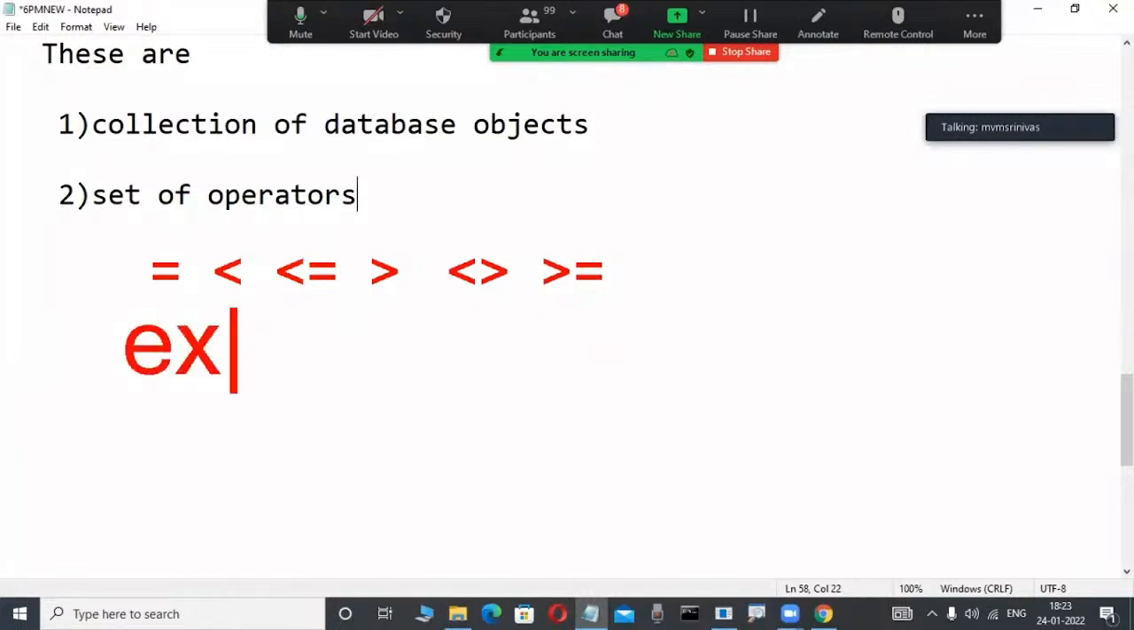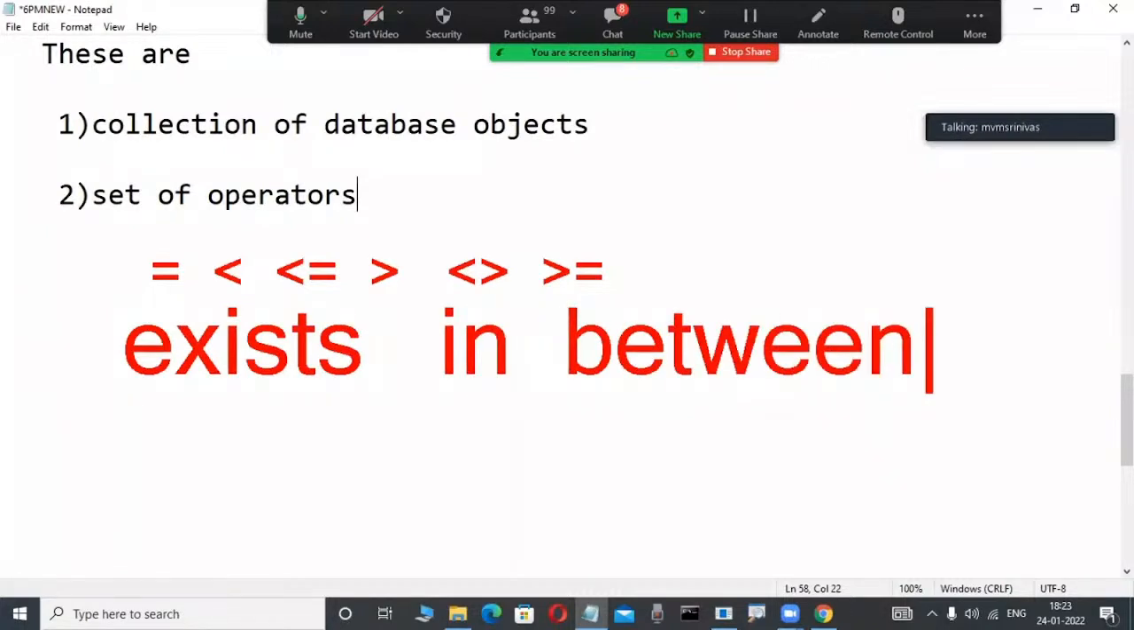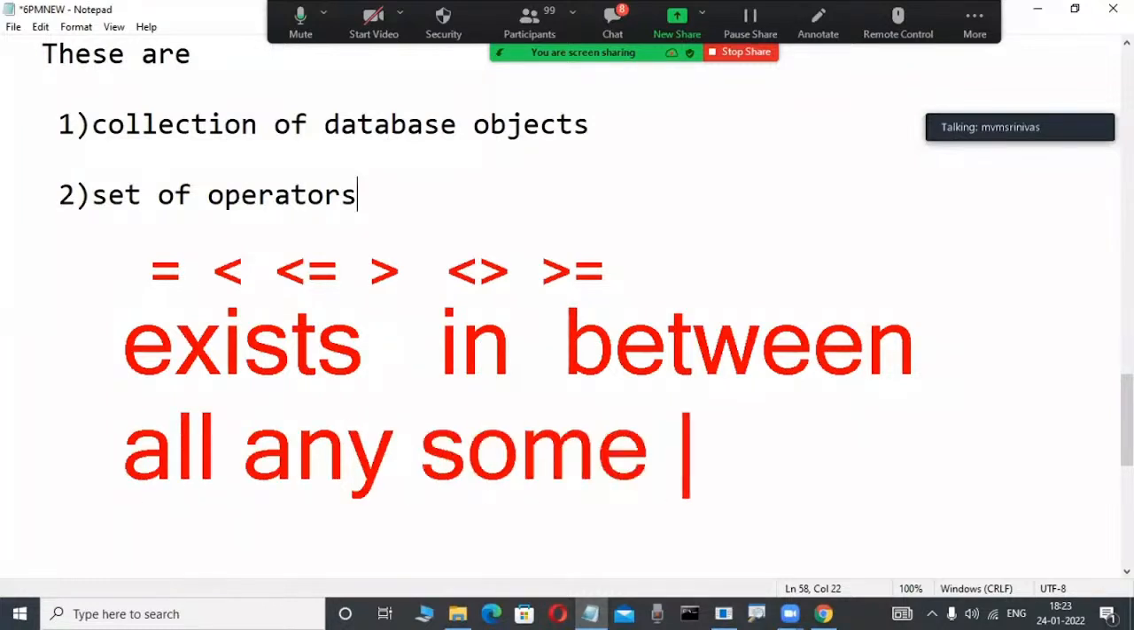Suppose exist is an operator. In is an operator, between is an operator. So many operators are there. All is an operator, NA is an operator, sum is an operator. These are all different operators.